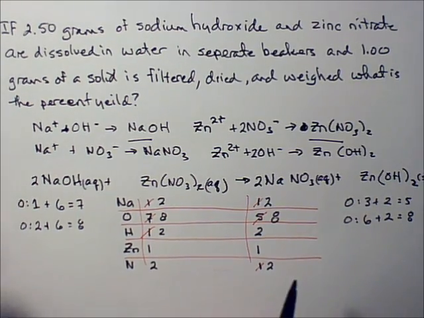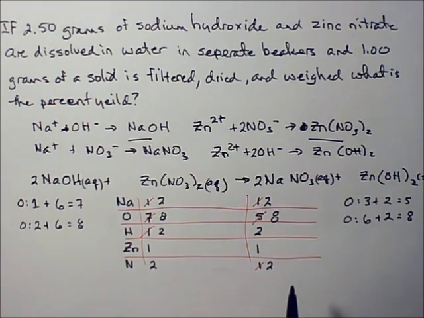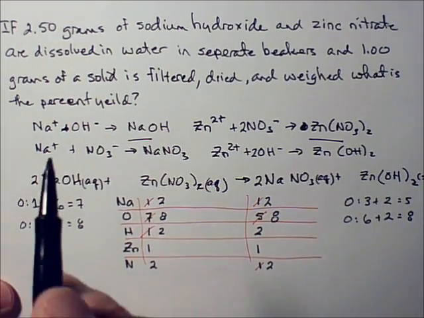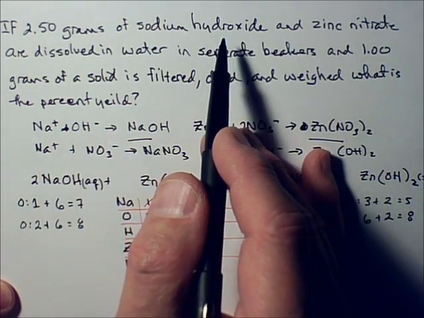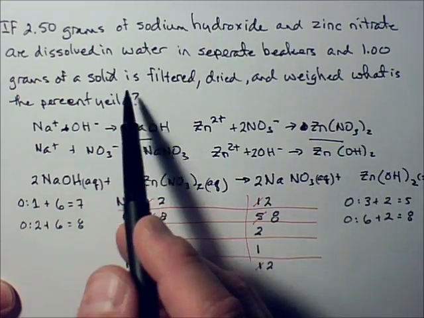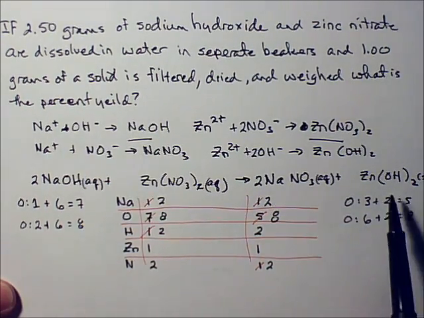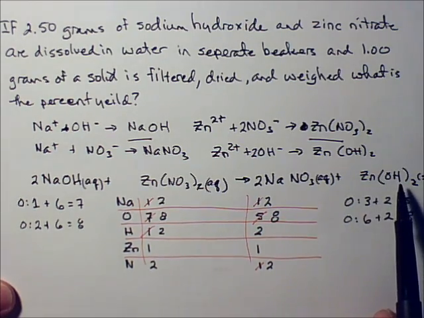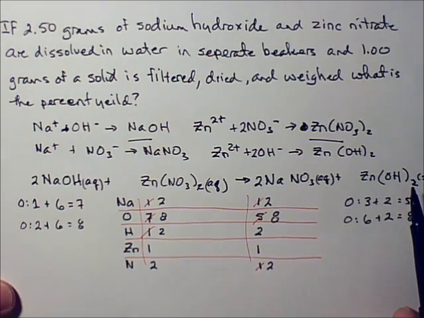We're at the point now where we can start doing the stoichiometry. I like to do the stoichiometry as a 1-part problem, but I'll allow you to do a 3-part problem if you want to. What we need to do is start with the 2.5 grams of sodium hydroxide and find the amount of the solid produced, because what we're looking for is the amount of the solid here. The solid we've identified now as zinc hydroxide. So the problem didn't tell you it was zinc hydroxide. You had to figure it out.